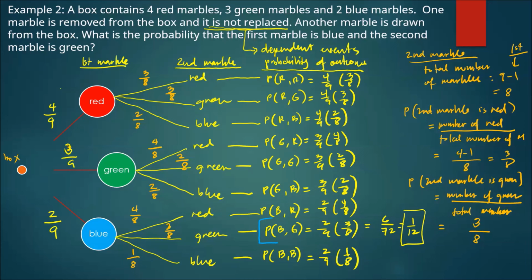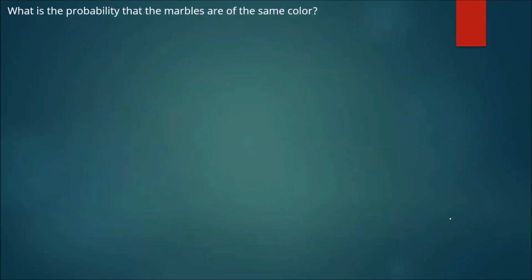Okay, so if you get the product of each of the outcomes and add the probabilities of the 9 outcomes, the sum would still be equal to 1. Okay, now, what is the probability that the marbles are of the same color?